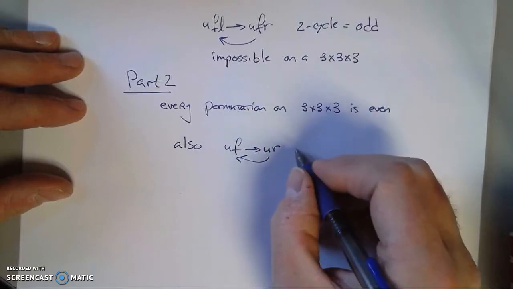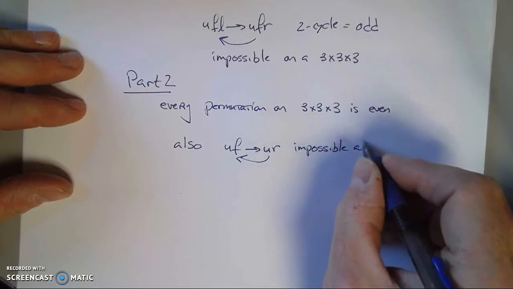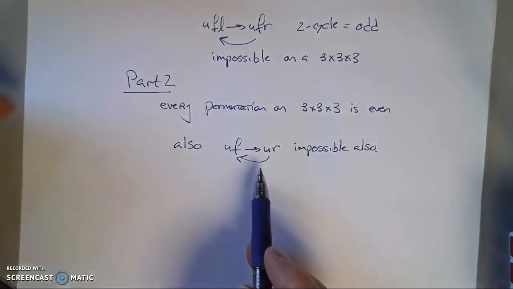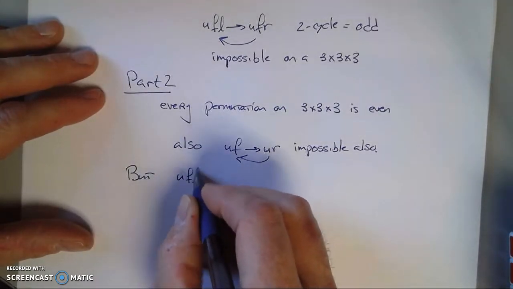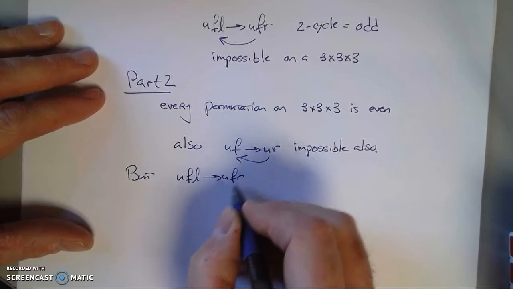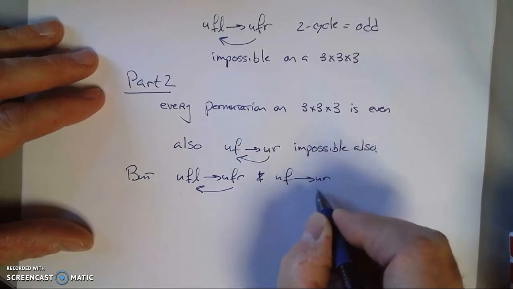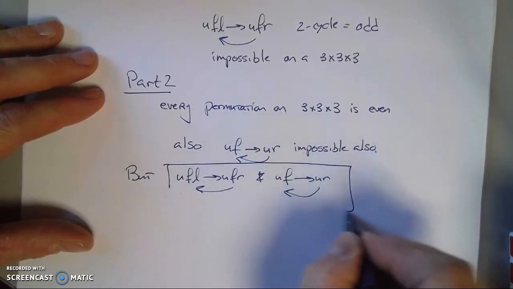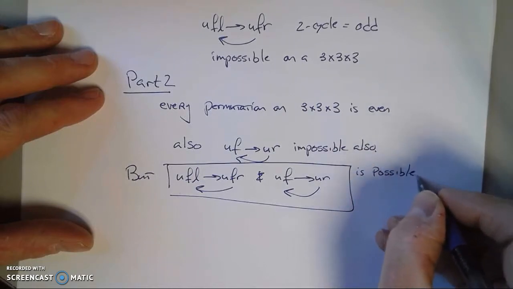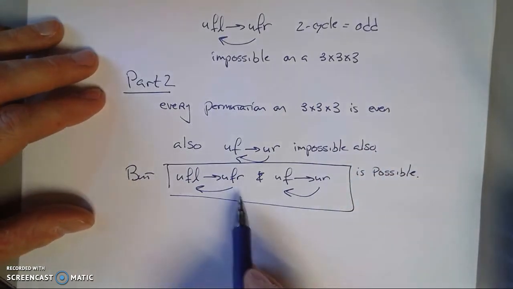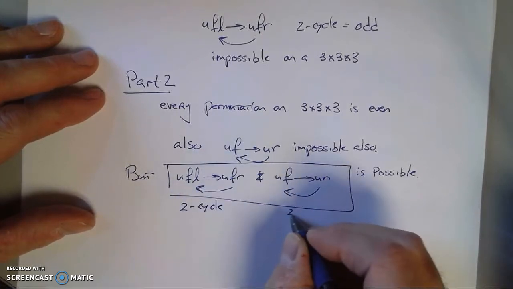This is impossible also. It's a single 2-cycle. But something like UFL, UFR, and back again, and UFR, UR, back again. This together is possible. Think about why. Why is the combination possible?